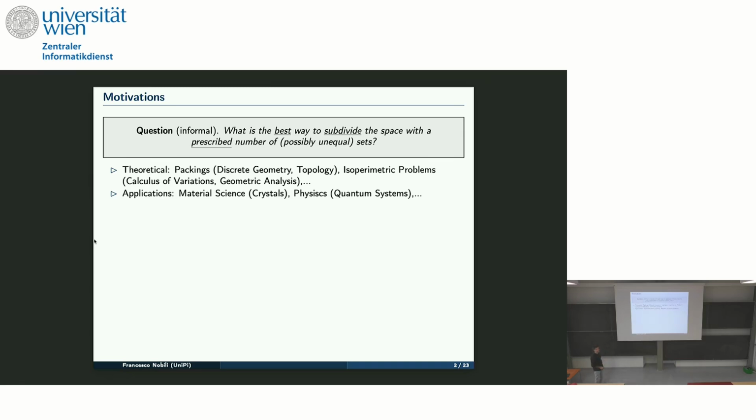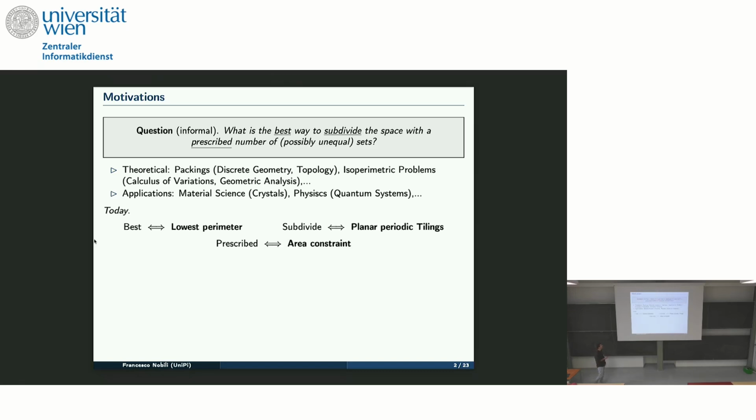So the running question in the next slides would be, what will be the best way to subdivide the space in a prescribed number of sets, and let me add unequal sets. And I will stick to the planar geometry, essentially. You can find this question from a theoretical viewpoint in the realm of discrete geometry or calculus of variation and geometric analysis, if you're interested in isoperimetric problems, or in the realm of mathematical applications such as crystals and material science or quantum physics.